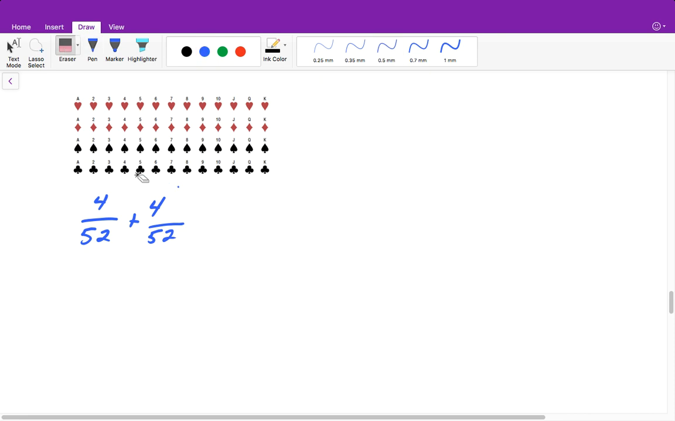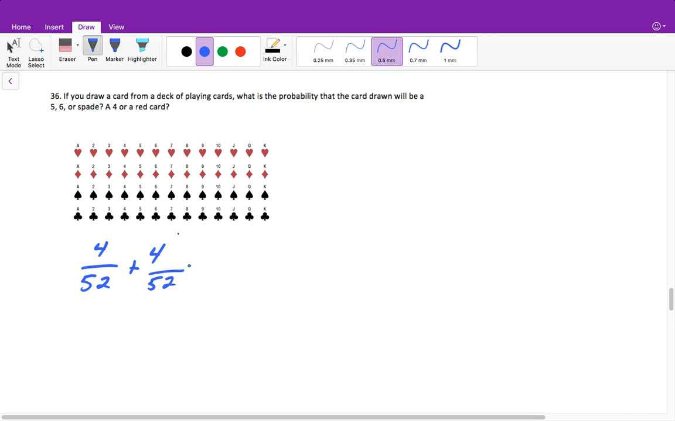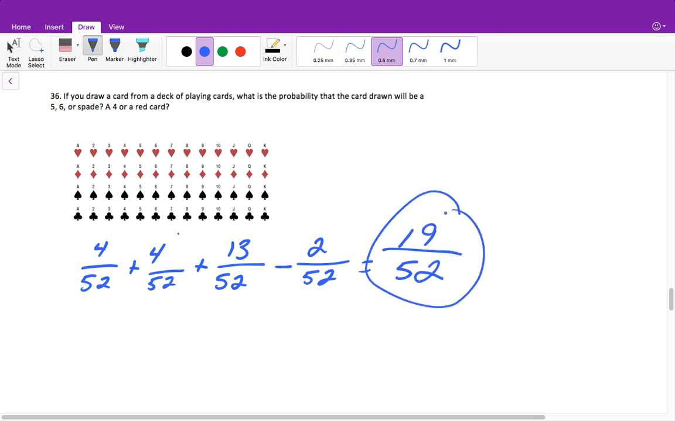Sorry, I did this a little bit quick, so let me just go back. So we have 4 5s, 4 6s, and spades. We have 13 of them, but out of those spades, we have a 5 of spades and a 6 of spades. So we need to subtract the 2 cards that are duplicate out of these. So when we subtract those, we would get 4 plus 4 is 8, plus 13 is 21, minus 2 is 19. So we have the probability of 19 out of 52 of picking a 5, a 6, or a spade.